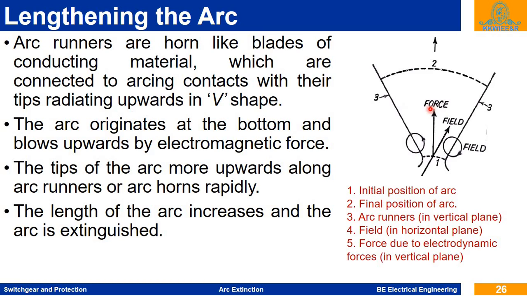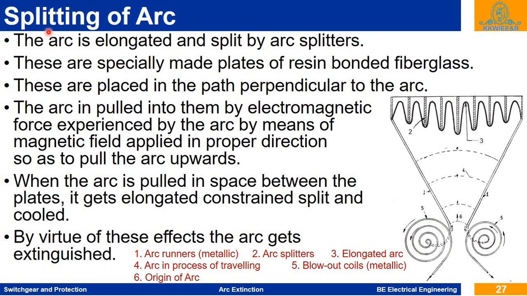Okay, and with this electromagnetic force, this arc moves in the upward direction. So the tips of the arc move upward along the arc runners or arc horns rapidly. The length of arc increases and the arc is extinguished. Here the length of arc is less; as it moves in the upward direction, the length of arc increases. As the length of arc increases, the resistance also increases, and the arc vanishes at position number 2.